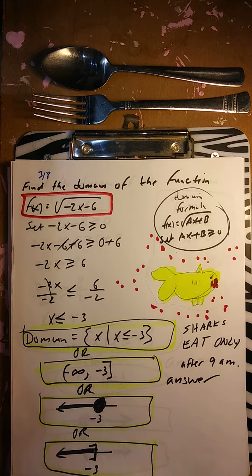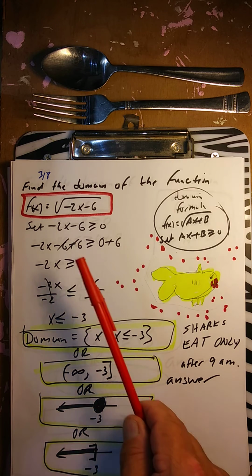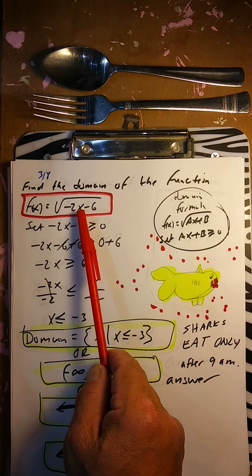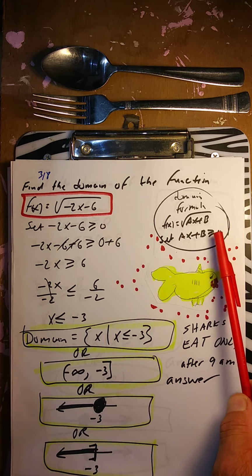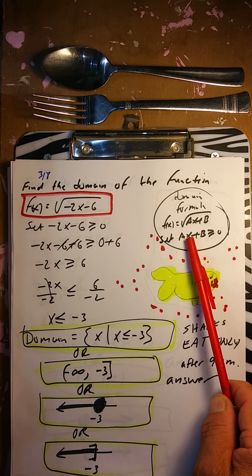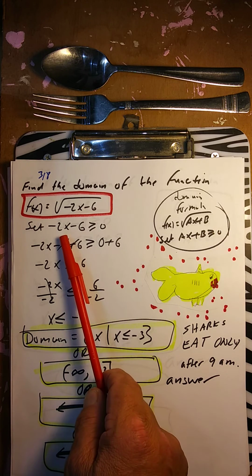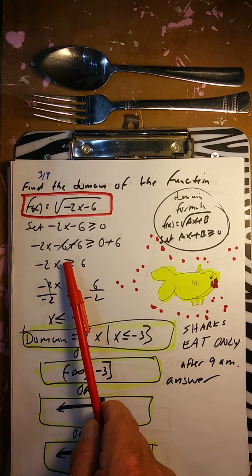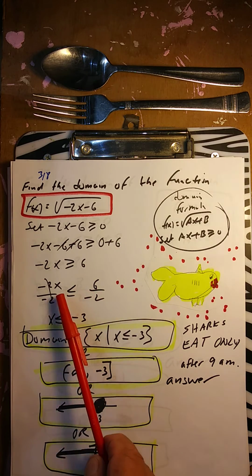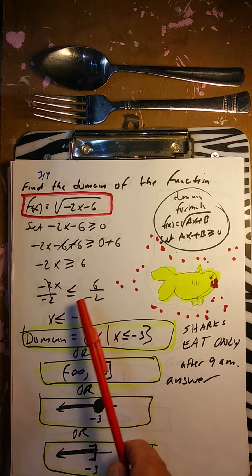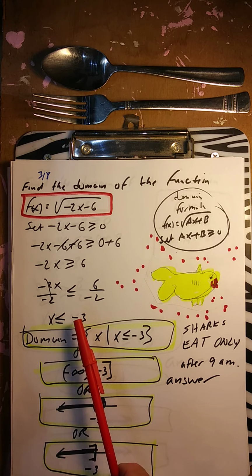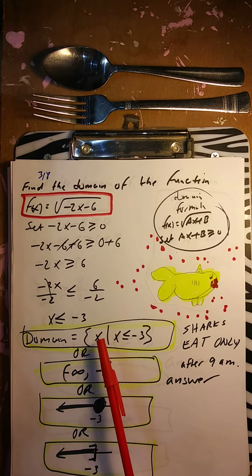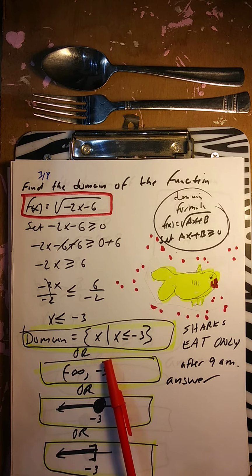Find the domain of the function. Again, f of x is the radical of this. It has to be that ax plus b is greater than or equal to 0 to work. So minus 2x minus 6 is bigger than or equal to 0. Add 6 on both sides. So negative 2x is bigger than or equal to 6. Divide by negative 2. Again, dividing by a negative, turn the alligator around, the inequality. So x is less than or equal to negative 3. So the domain is x such that x is less than or equal to negative 3, or from negative infinity to negative 3, including it.